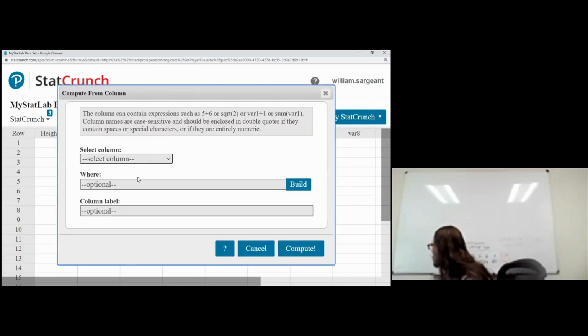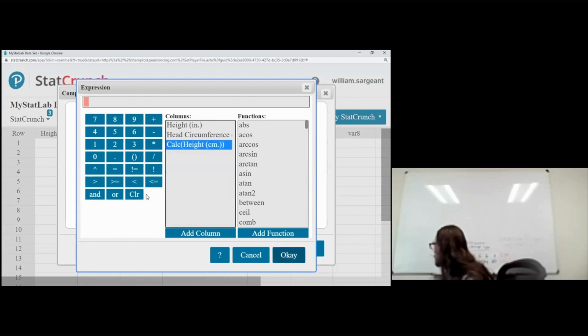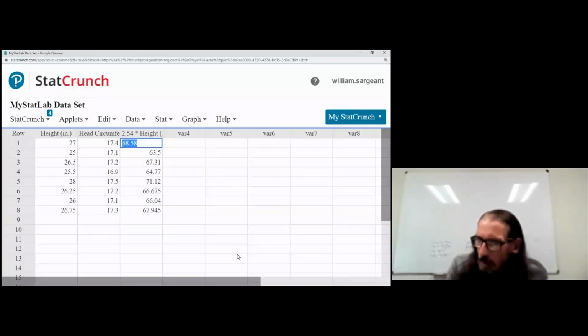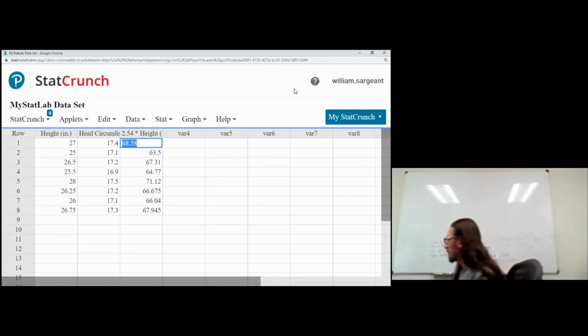At the time that I recorded this video, StatCrunch was pretty new to me, so I was trying to learn how to set up a formula here. And once we get to the part where I successfully did so, then I will show the results. Okay, there we have 2.54 centimeters per inch times height in inches. It has taken everything in the height column and converted it from inches to centimeters.